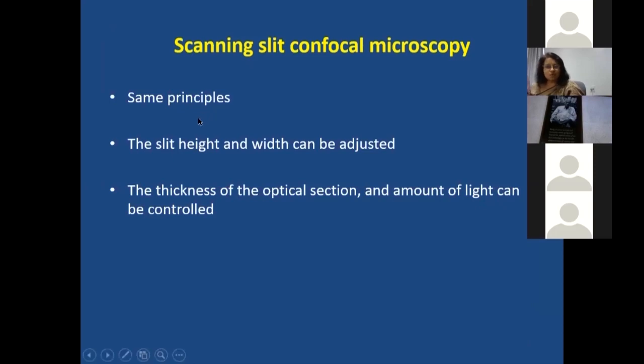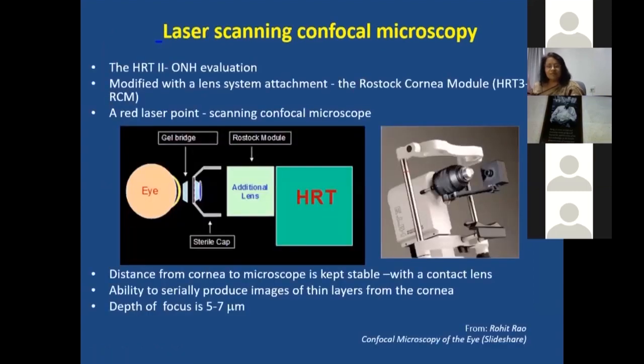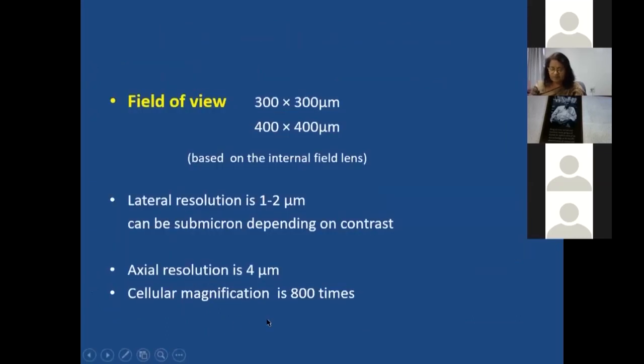The scanning slit confocal microscopy also has the same principles. You can vary the height, the width, the thickness of the optical section as well as the amount of light. But basically what we use today is the Heidelberg retinal tomograph, which has been modified by the addition of the Rostock corneal module. So this is interposed in front of the original machine. In front of this you have a TomoCap, which is basically a contact lens, and then you have a coupling gel. Now the distance from the cornea to the microscope is kept stable at all times because of this contact lens. And so you have serially produced images of very thin slices of the cornea, and the depth of focus is around 5 to 7 microns.